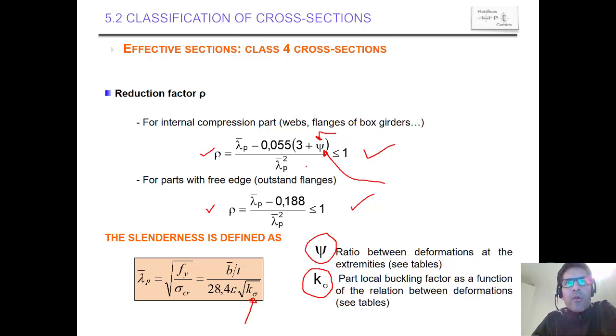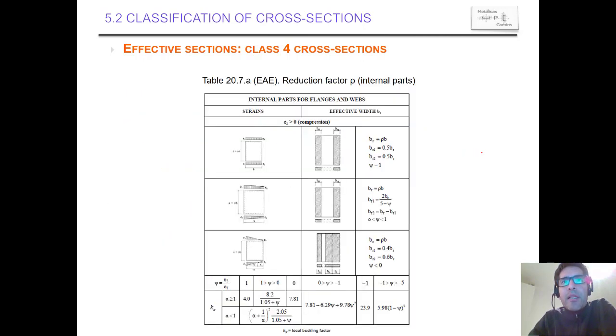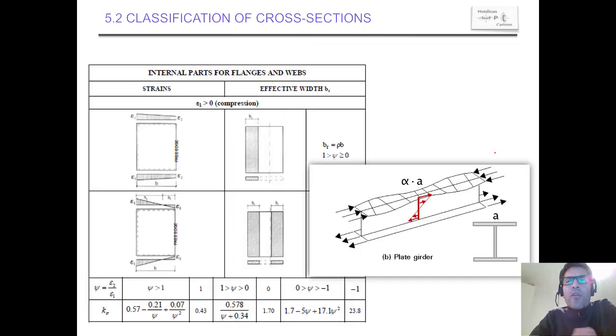We can calculate rho, and then, since we know c already, it's 1 in this case, we can calculate everything, and that's it. Let's go to another case. Let's go to the case in which we have a flange from an I section.